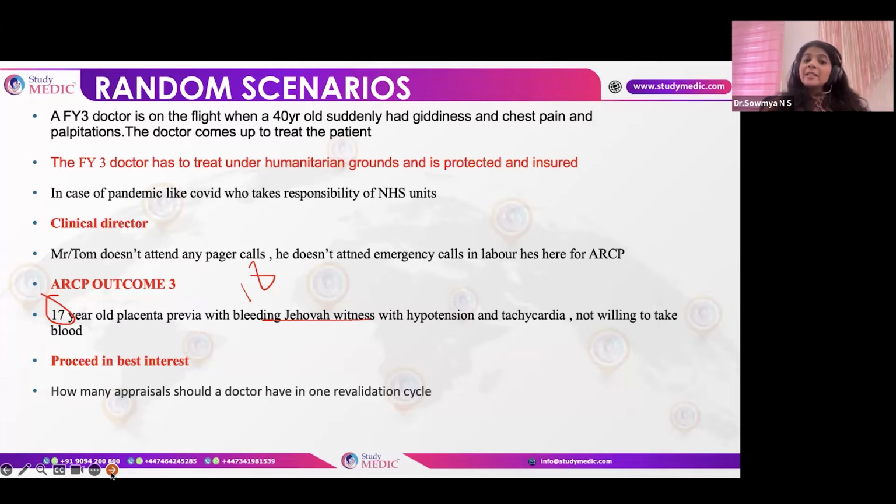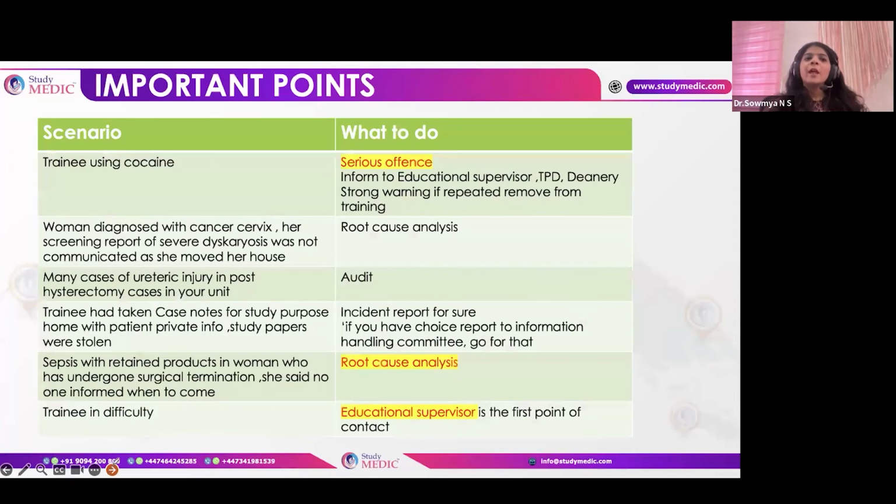How many appraisals should a doctor have in one revalidation cycle? Remember, revalidation happens once in 5 years. So obviously, the answer is 5. Okay, perfect, guys. Let's move on.